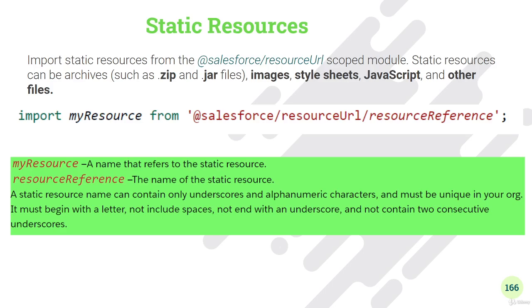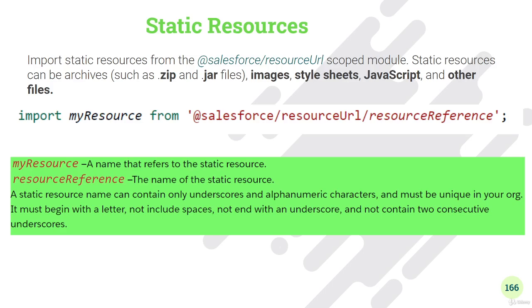And static resource can be archived files like zip or jar files, or it can be images, direct images, or style sheets, or a JavaScript library, any other file. But particularly in this video, we'll talk about images, and we'll see how we can load the images to the static resource and how we can pull those images to our Lightning Web Components.